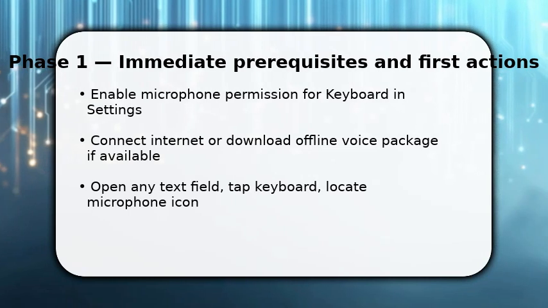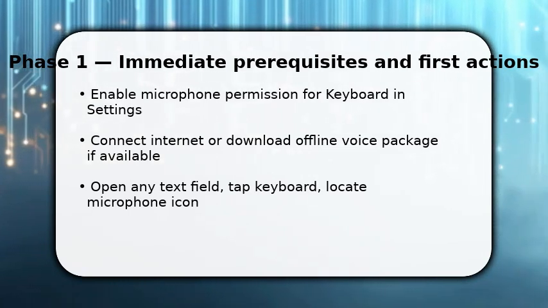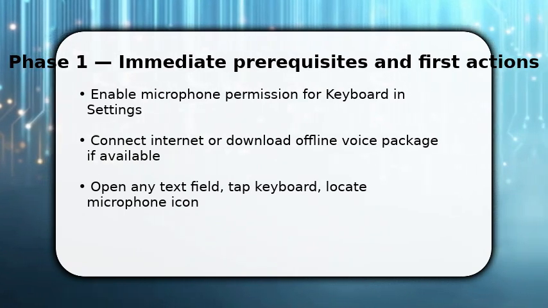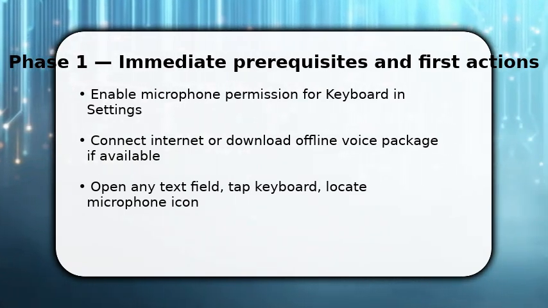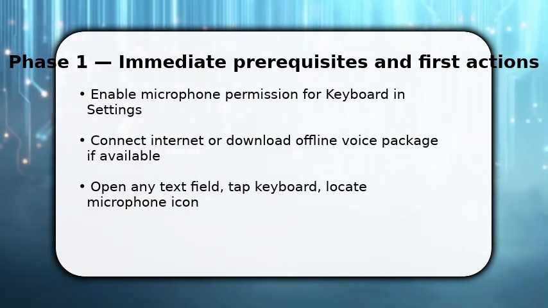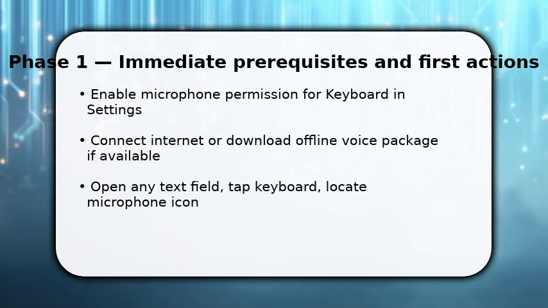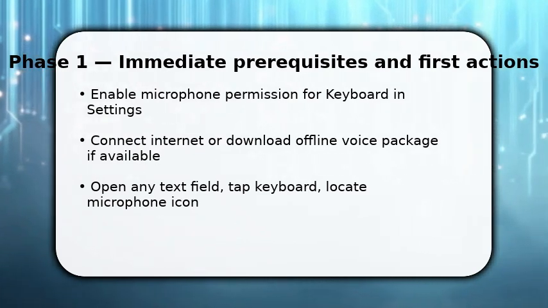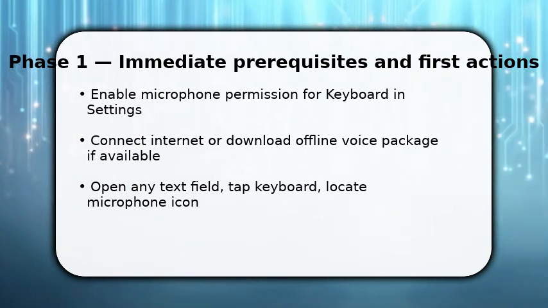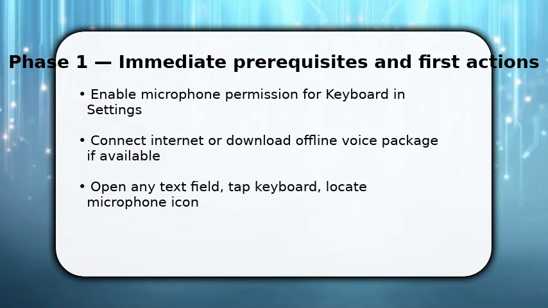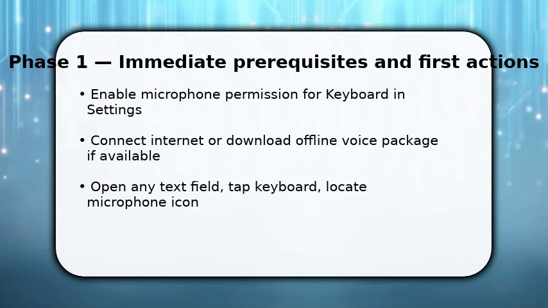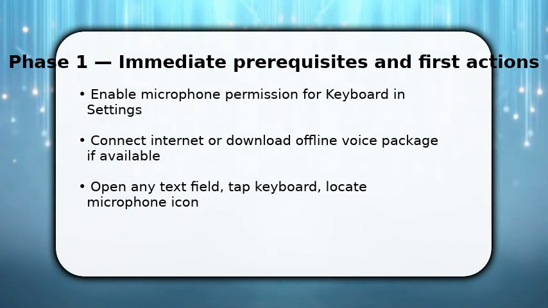You'll first confirm a few prerequisites. Microphone permission is on, and you have either internet access or the offline voice package installed. Once confirmed, open a text field, messages, notes, anywhere, and bring up the Vivo keyboard. Make sure the microphone icon is visible on the keyboard toolbar. If not, long press the comma or settings key to reveal extra icons. Tap the microphone to begin a short test. This immediately starts the recognition engine, so speak clearly and naturally to check levels and language selection.